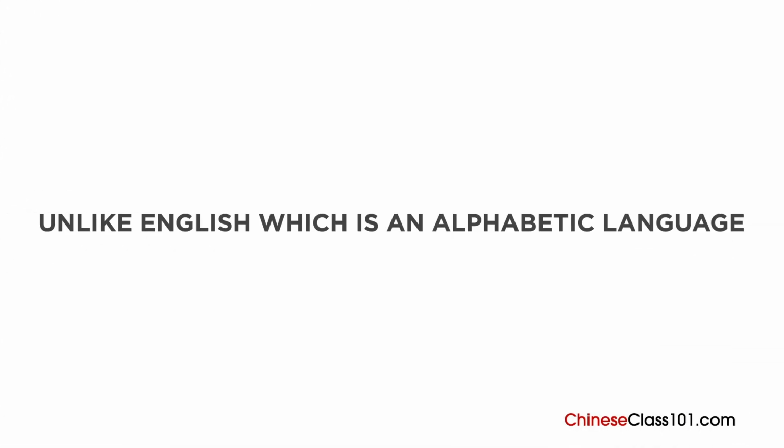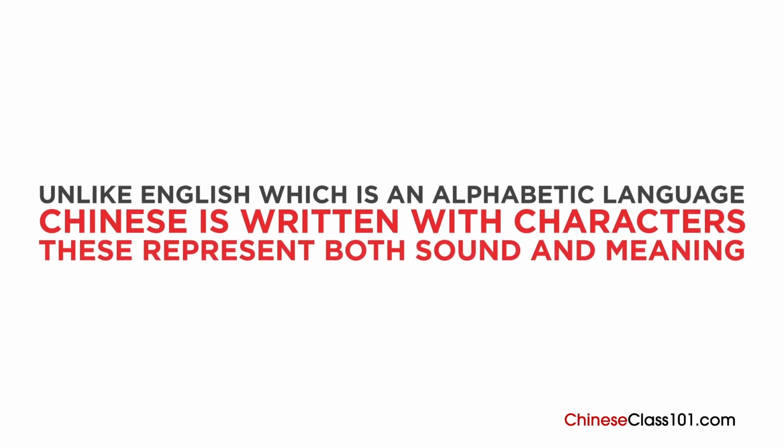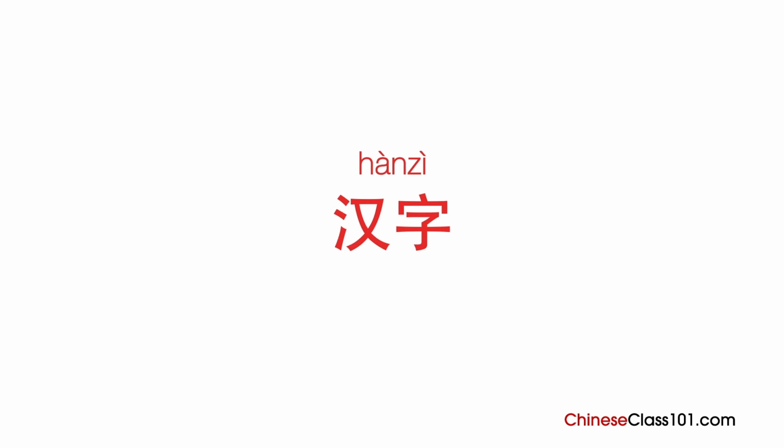Unlike English, which is an alphabetic language, Chinese is written with characters. These represent both sound and meaning. Each Hanzi has one syllable. One or more syllables make up a word. So in Chinese, a word can be made up of one or more Hanzi. For example, the word Hanzi is made of two syllables.